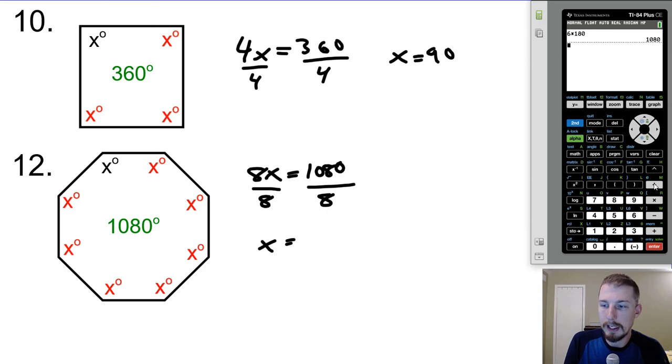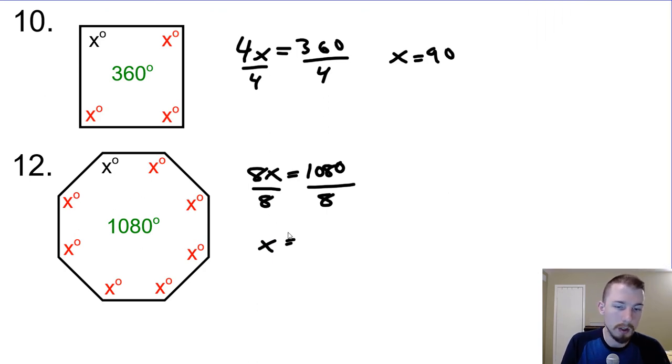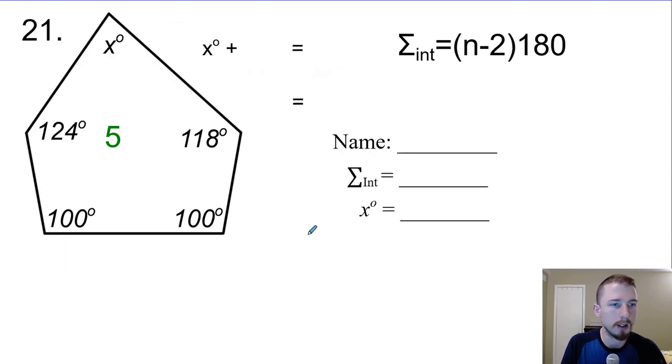So you have 1080 divided by 8, which is 135. So each one of these angles has to be equal to 135 degrees. Let's see if I can do that. Okay, yeah, 135 degrees. Very good. And you'll just finish that pattern from the first 9 into the next 9 problems as well.